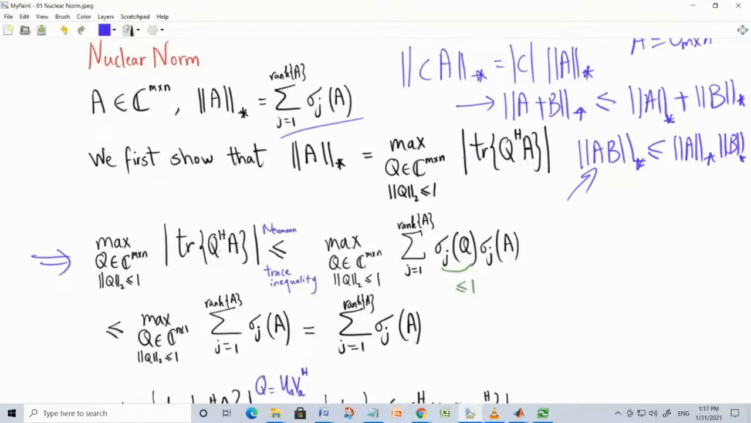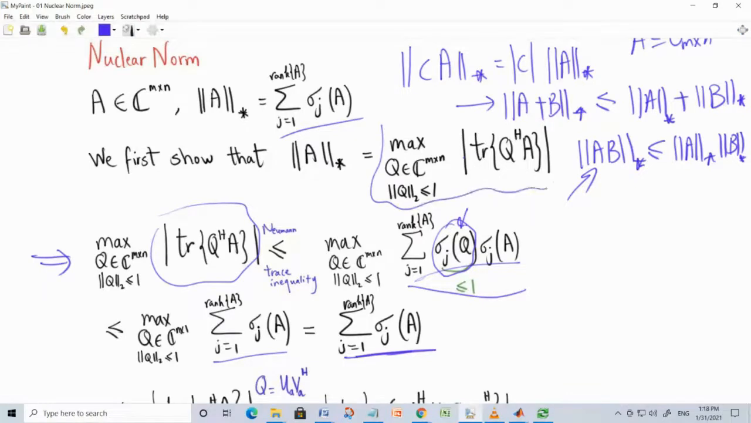So basically we have here the magnitude of trace Q Hermitian A. So by the Von Neumann trace inequality, this magnitude of a trace is upper bounded by the sum of the products of the respective singular values of matrix Q and matrix A. Now matrix Q is chosen such that its L2 norm, which is the maximum singular value, is less than or equal to 1. So this means that the singular values of Q are all less than or equal to 1. So we can upper bound this by the sum of the singular values of A. And so Q disappeared, and the maximum over Q will be this sum. Okay, so in these two lines, you are showing that the maximum of the magnitude of the trace is less than or equal to the sum of the singular values.